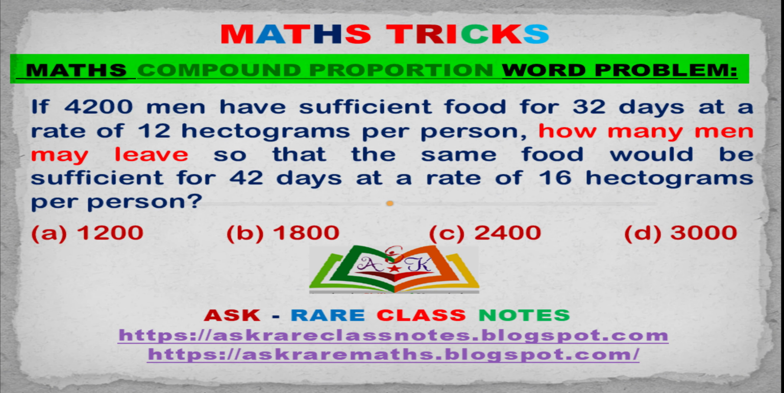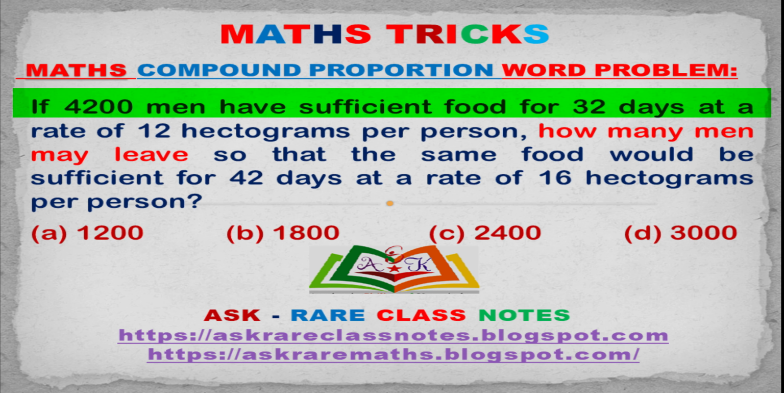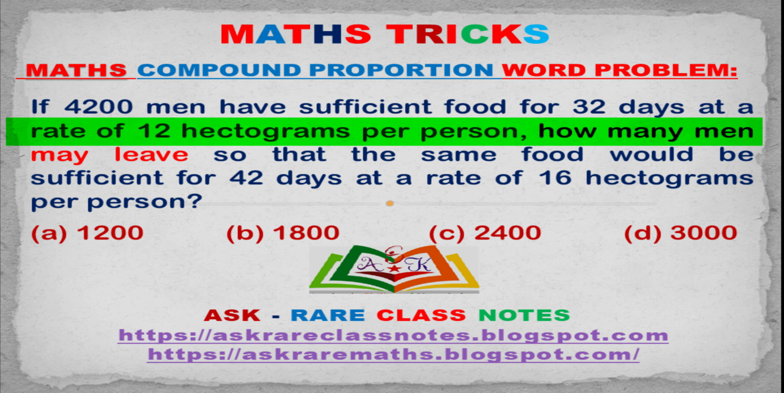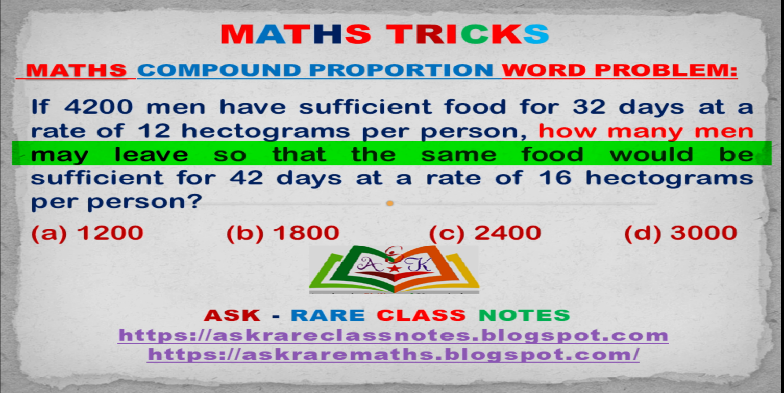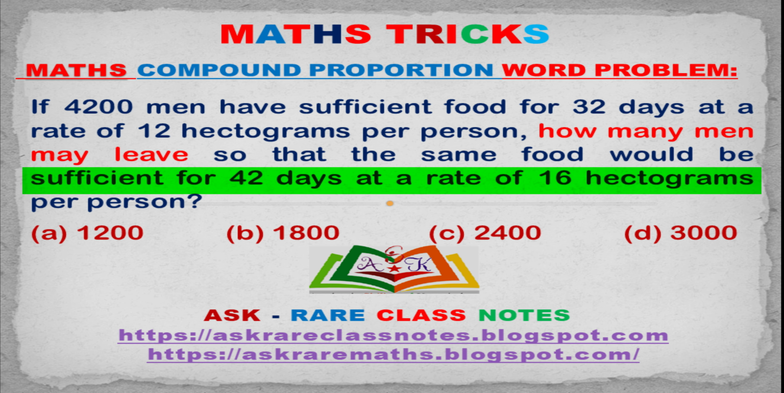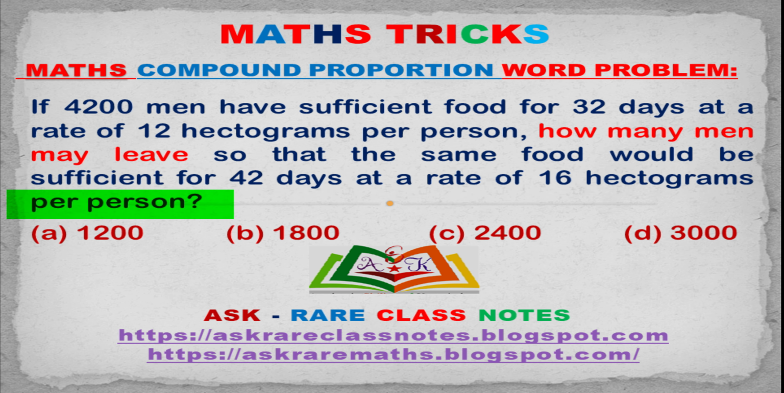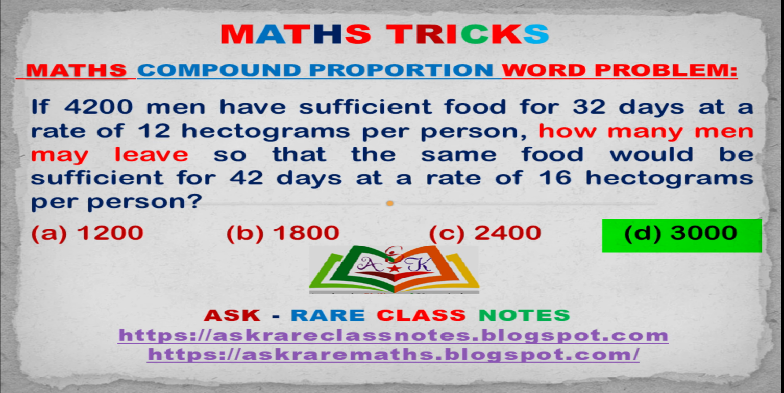Maths compound proportion word problem. If 4,200 men have sufficient food for 32 days at a rate of 12 hectograms per person, how many men may leave so that the same food would be sufficient for 42 days at a rate of 16 hectograms per person? Option A, 1,200. Option B, 1,800. Option C, 2,400. Option D, 3,000.